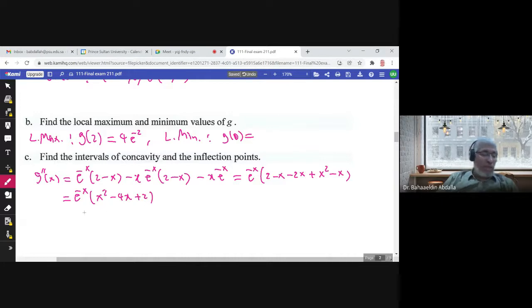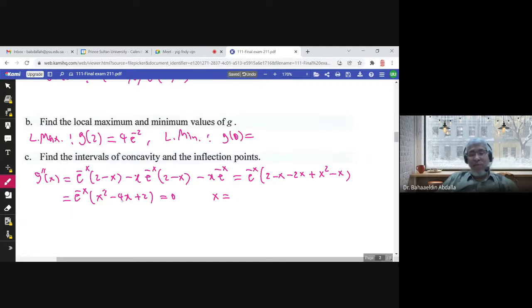So this is g double prime, okay? And now to find the zero, I need to solve this equation. The zeros of g double prime: e to the power negative x is never zero. So x squared minus 4x plus 2 would be zero. I need to solve it. It cannot be factored. You can use the calculator or just the quadratic formula.